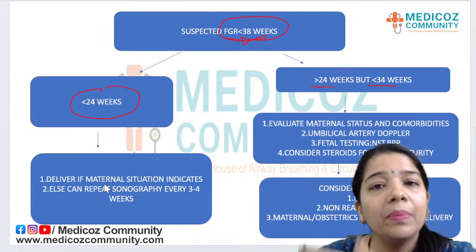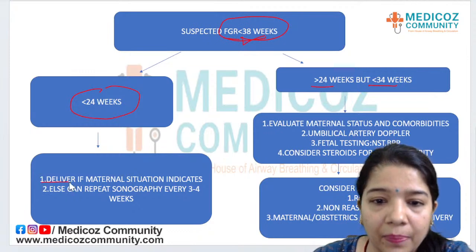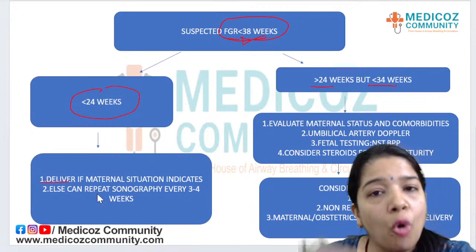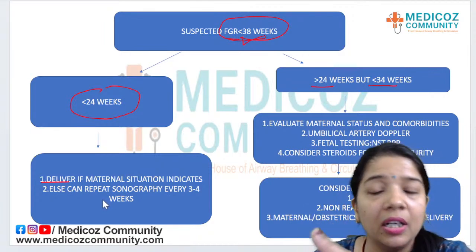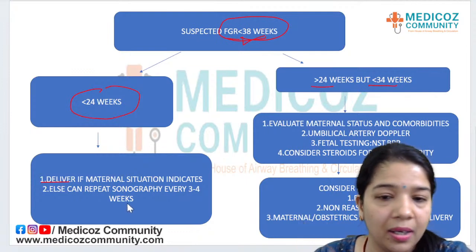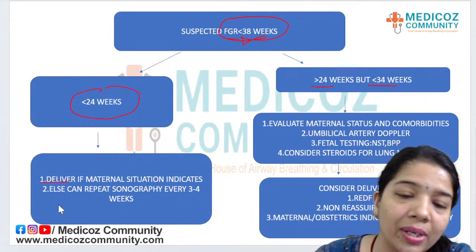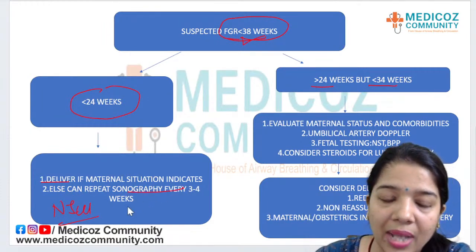If you feel that even the maternal health is deteriorating, then you will deliver. Okay, if you feel that there is a scope for improvement by proper treatment and you have a good tertiary center, around 28 weeks or 30 weeks you deliver and the baby can survive, then of course you will deliver the baby at NICU in a tertiary center and you will keep doing ultrasound every 3 to 4 weeks.